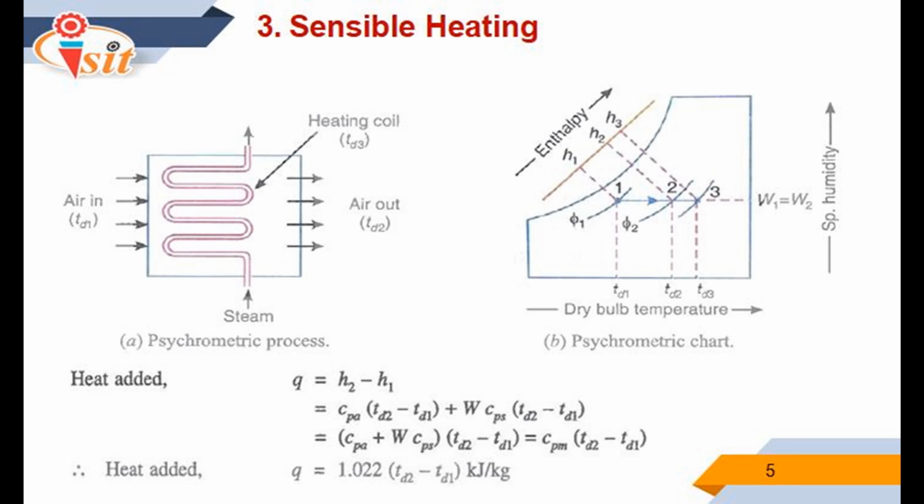Then Q is equal to, in first bracket, CPA plus W into CPS, into second bracket TD2 minus TD1, means CPM into bracket TD2 minus TD1. The term CPA plus W CPS is called humid specific heat. It is denoted by CPM and its constant value is 1.022 kilojoule per kg Kelvin. Then the final equation for sensible heating, Q is equal to 1.022 into bracket TD2 minus TD1. This relation is in terms of kilojoule per kg.